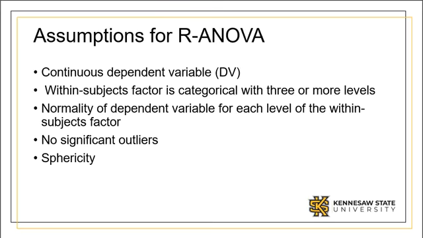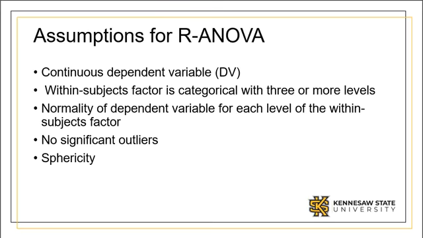There are numerous assumptions that must be met when running R ANOVA. The first 2 assumptions are grounded in the study design. First, we need a continuous dependent variable. Second, within subjects factors are categorical with 3 or more levels. The remaining assumptions require some data analysis.